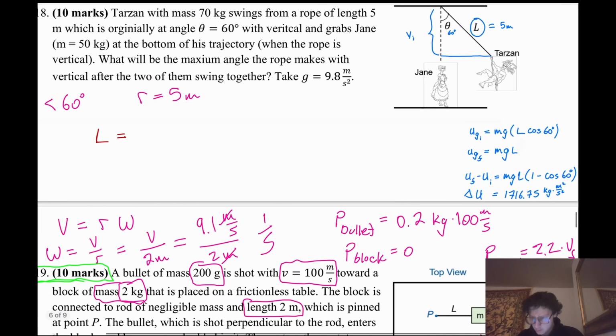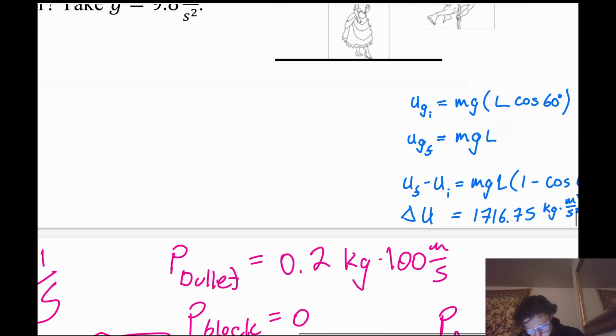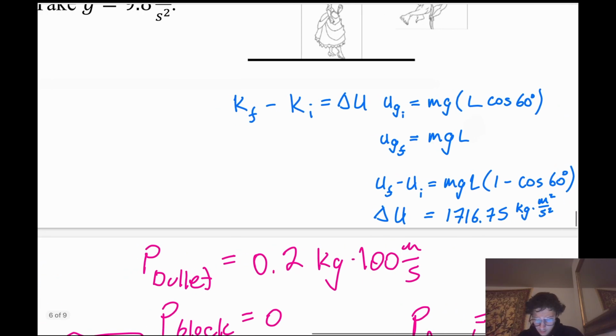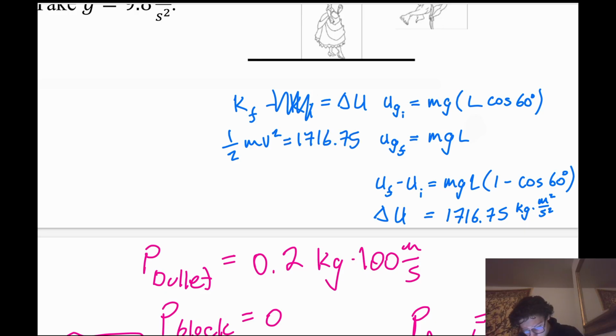Is that actually it? Let me check if my calculator is in degrees. Yeah, it was in degrees. Okay, so that number is going to equal that. So K final minus K initial equals delta U, right? And K initial is equal to 0. So K final is exactly equal to this. So 1/2 mv squared is equal to 1716.75 kg meters squared per second squared.